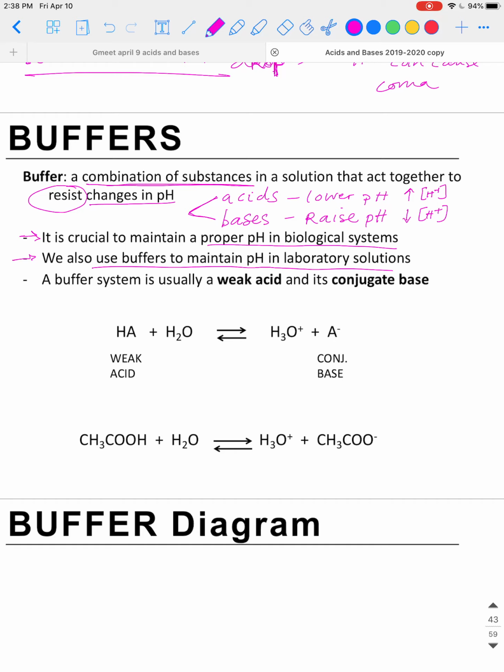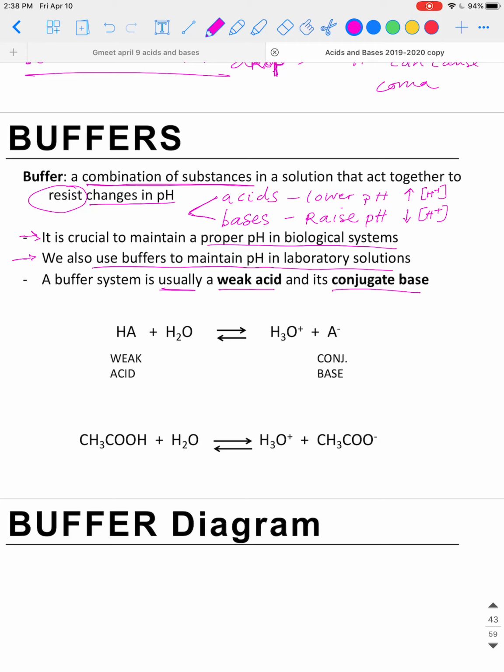Here's what a buffer contains, because we said it's a combination of substances, up here in that first statement. Well, what kind of substances? A buffer is usually, and I don't know why we put usually, it's pretty much always, a weak acid and its conjugate base. That's what a good buffer is.